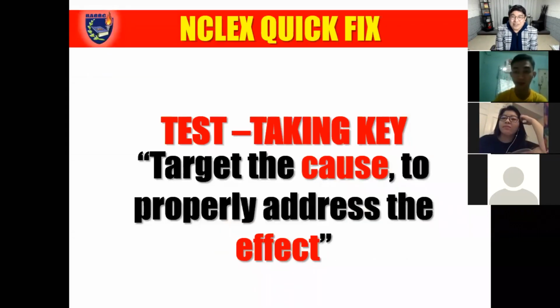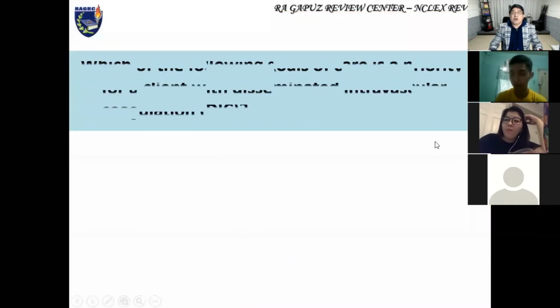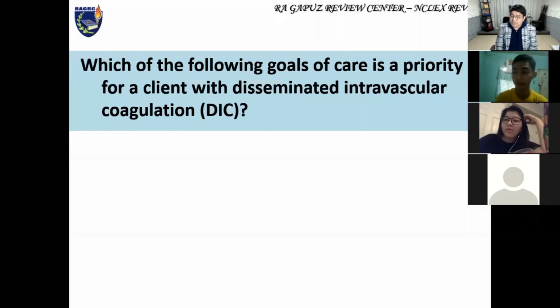So, NCLEX quick fix, remember the test taking key: target the cause to properly address the effect. In that previous question, the cause of all the symptoms was actually hypoglycemia. And the effects involve your tingling sensation around the mouth, your sweating, and the dizziness that led to falls. All of those things are important for you to consider, colleagues.